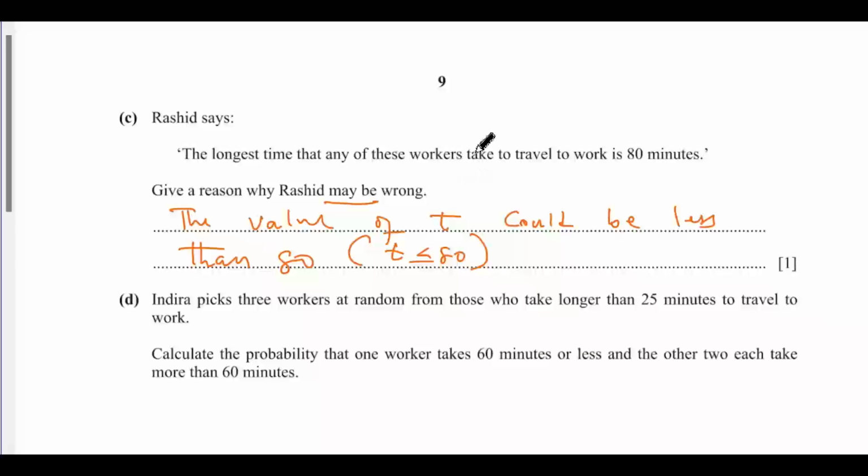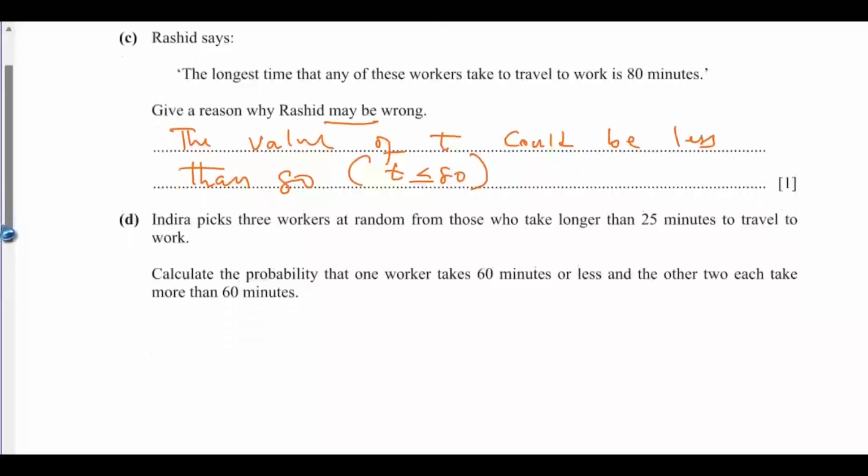So in another sense, we could be asked to give a reason why Rashid may be right. In this case t will be equals to 80. Okay, so that is what I understand here. So let's go to the next question.